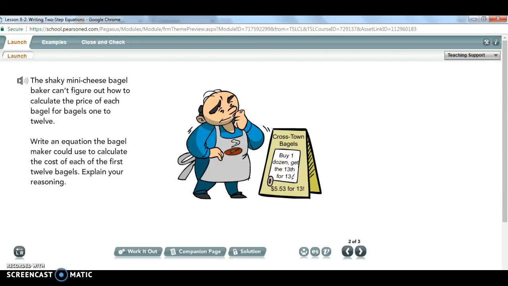Try your hardest, don't spend too much time on this, but I would like you to get the best answer that you can possibly get before moving on to the example problems. The shaky mini cheese bagel baker can't figure out how to calculate the price of each bagel for bagels 1 to 12. Write an equation the bagel maker could use to calculate the cost of each of the first 12 bagels. Explain your reasoning.